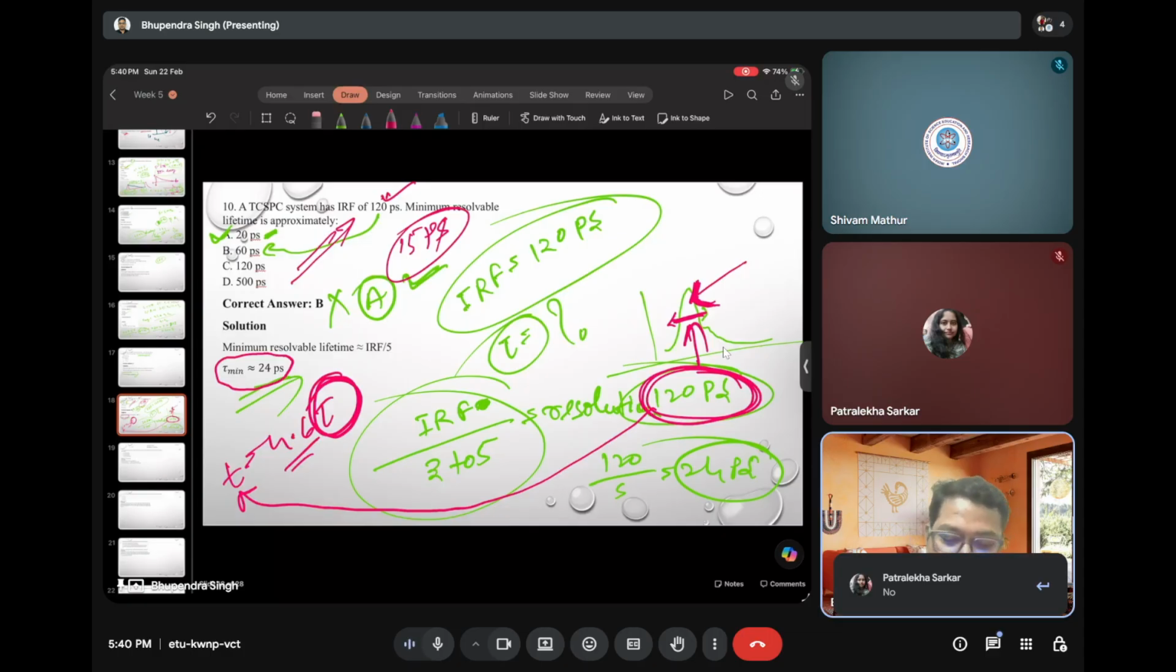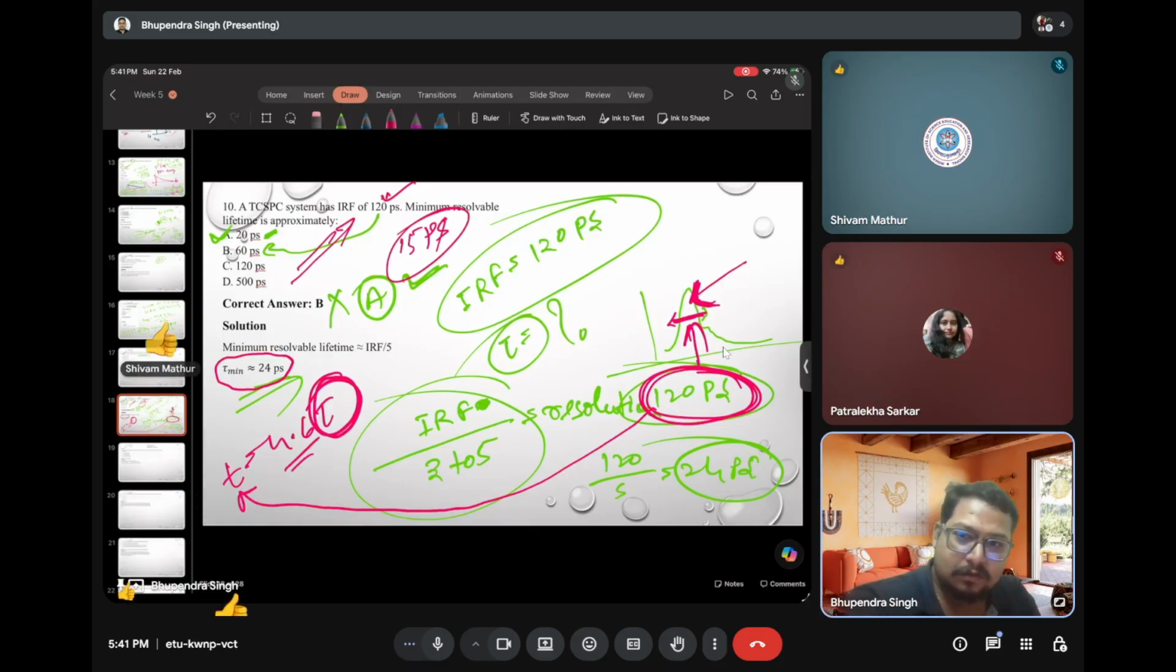No, because the resolution is 24 picosecond. So before that you cannot measure. It's just like you are having a meter scale and you are measuring the millimeter. You cannot measure the millimeter using the meter scale. Yes, you are correct, Patlekha. Okay, what about Shivam? All good? Okay, so we are moving forward.